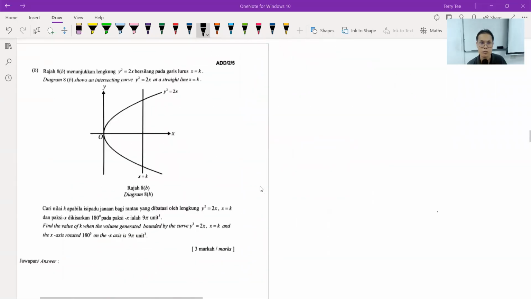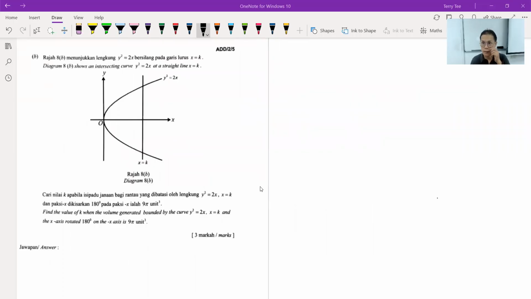Okay, let's move on to part B, still under integration. So here we have a curve y squared equals x that intersects the straight line x equals k. You're supposed to find the value of k where the region bounded by the curve y squared equals x, the line x equals k, which is this line here, and the x-axis is here.